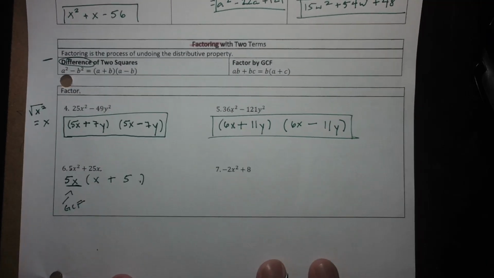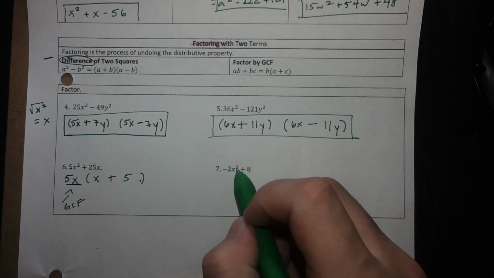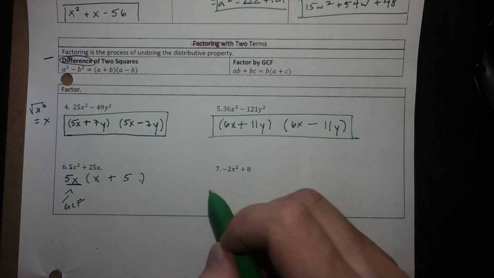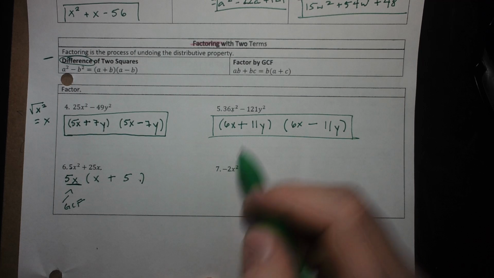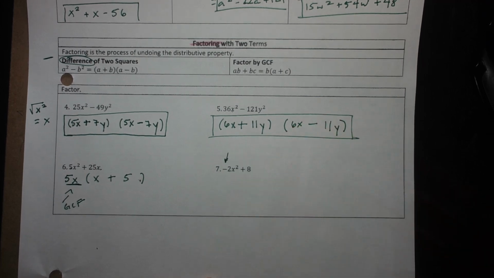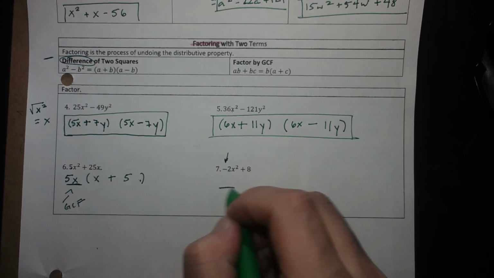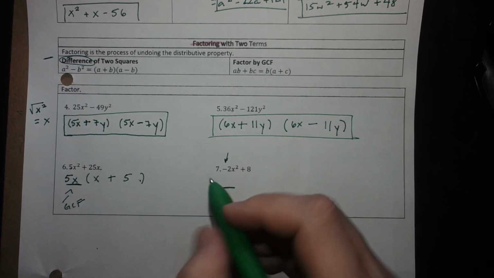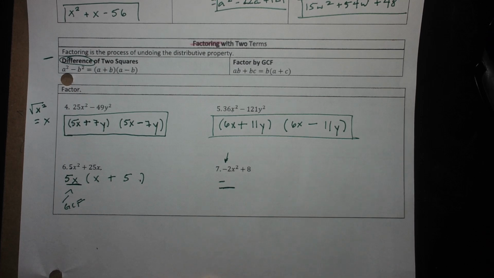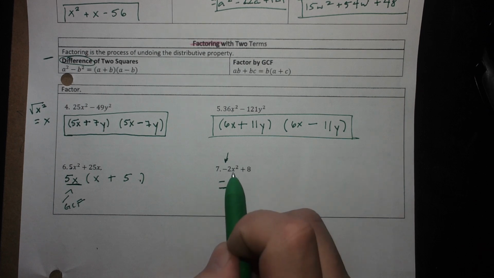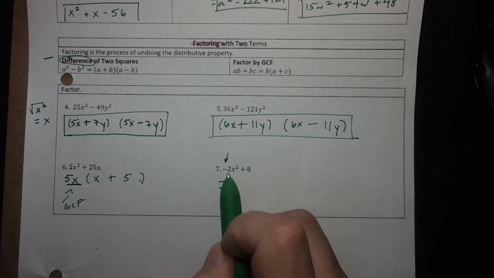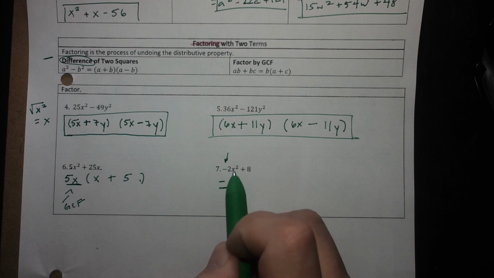Number 7. Negative 2x squared plus 8. Okay, so here's the thing. Whenever I see a negative right in front, when you have your little GCF here, you're going to factor that out, no matter what. Okay? So you need to make sure that you factor the negative out. Now, looking at the 2x squared and the 8, what is the greatest common factor that goes into 2x squared and 8?